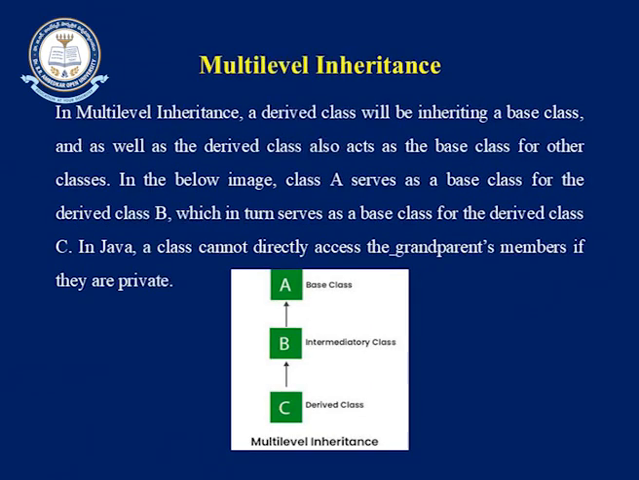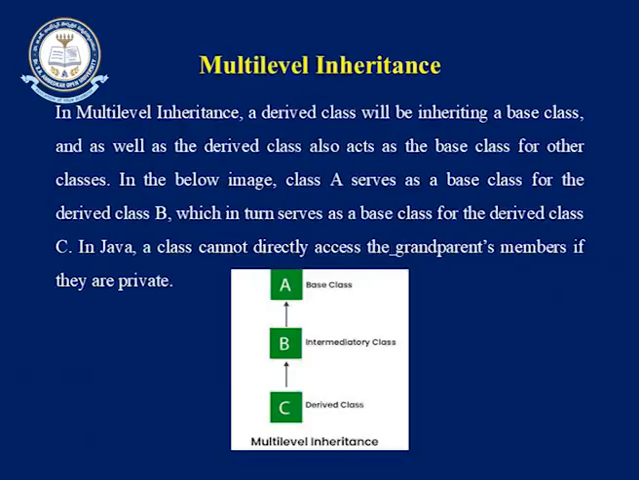So next one is multi-level inheritance. What is meant by multi-level inheritance? In multi-level inheritance, a parent class also acts as a child class, and we have many child classes and parent classes. That's why it is called multi-level inheritance. In this diagram, A is a parent class, and B is a parent class as well as a child class. B class is the child class to A and the parent class to C.